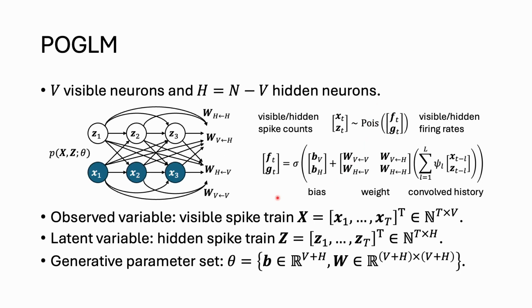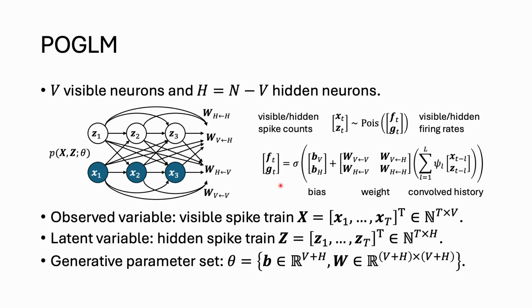In the POGLM, we assume there are V visible neurons and H hidden neurons. The observed data is the visible spike train of the V visible neurons recorded from T time bins, and the latent variable Z is the hidden spike train of the H hidden neurons from the T time bins. The generating process is illustrated in this figure and these two equations.